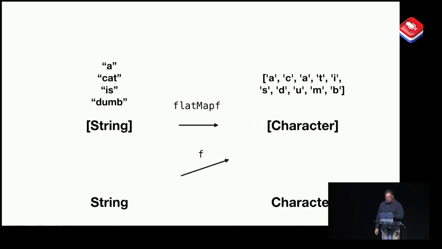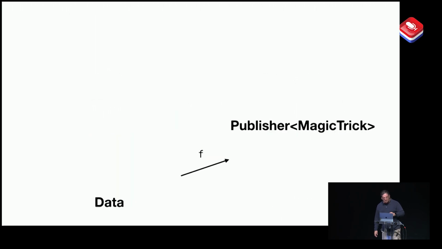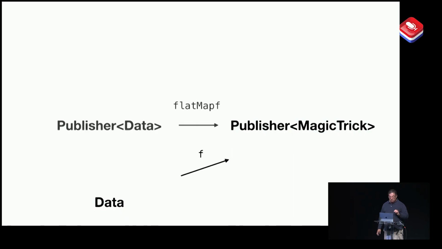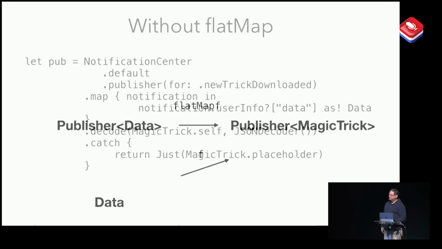And so we're going to do that in their example from DubDub. We have a function from data, not to magic trick, but to a publisher of a magic trick. And so I have a function from data to a publisher of a magic trick. Then if I used map, I get a function from a publisher of data to a publisher of a magic trick. And I don't even know what that means. So we need to flat map it.